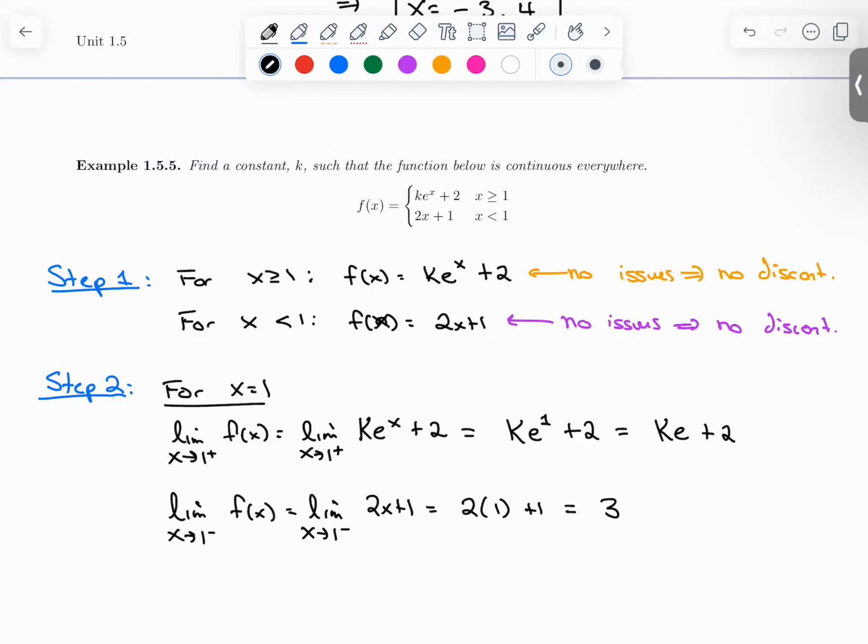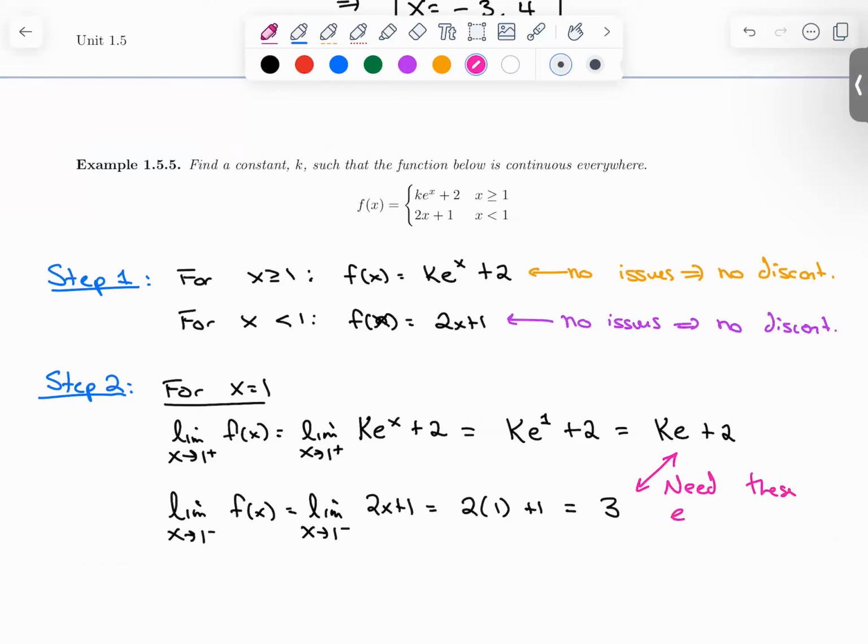That's not good because those aren't the same thing. However, we're trying to find what k is. So we need these equal. Otherwise, not continuous. We need these equal, otherwise we're not going to be continuous. And the whole goal of this problem is to find the constant k that will make this function continuous everywhere. We've checked the pieces already. They didn't cause any discontinuities, so that didn't affect what k was equal to.